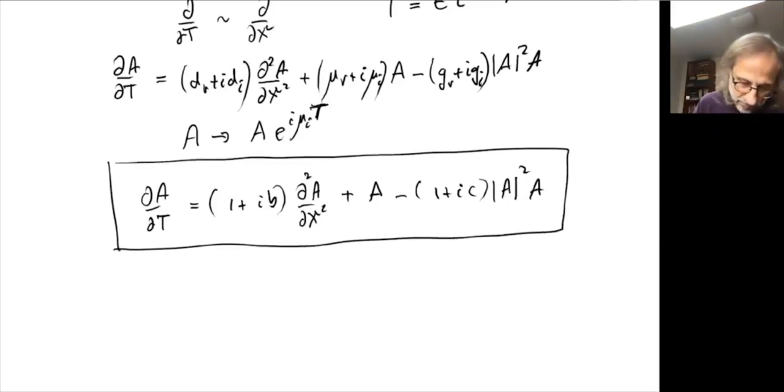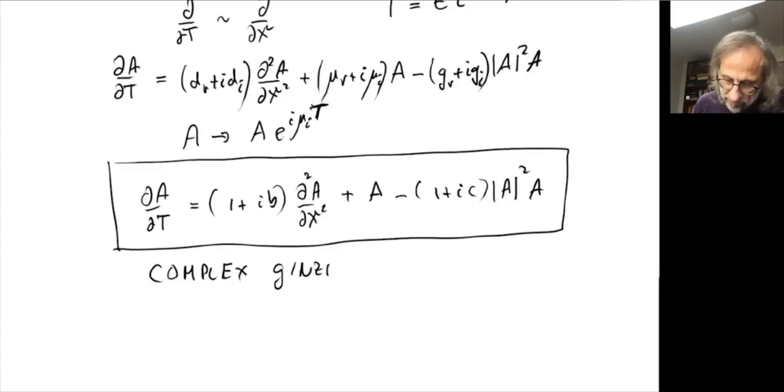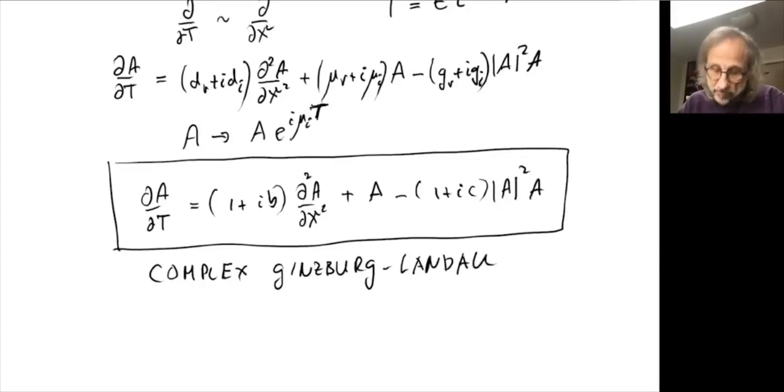And that's called the complex Ginzburg-Landau equation. For obvious reasons, it looks like a Ginzburg-Landau equation, and we just say complex because the coefficients are complex, which makes a huge difference in what can go on.